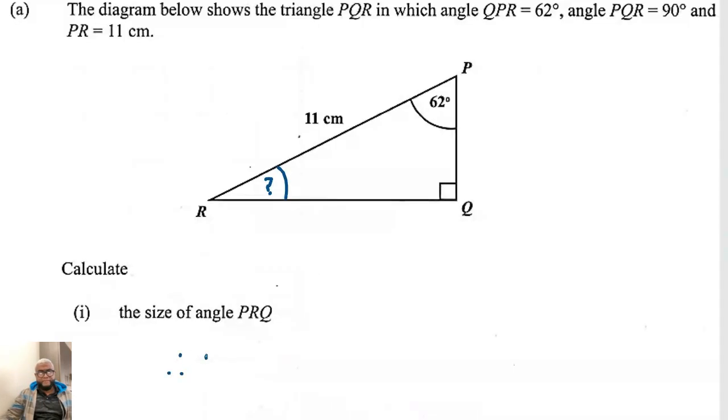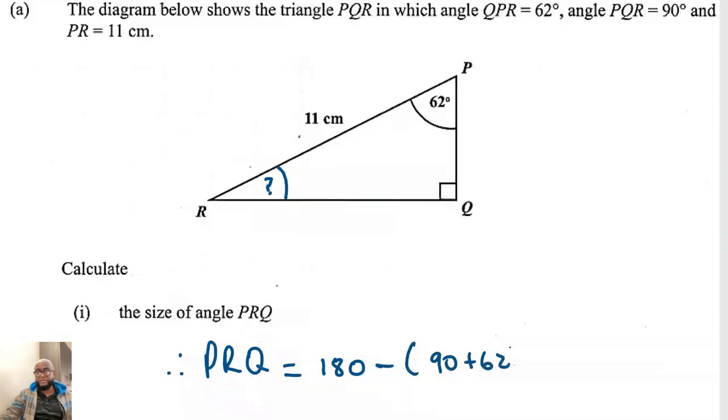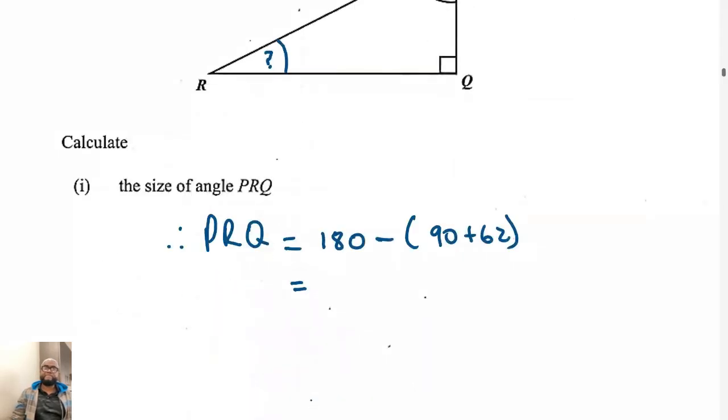So therefore, PRQ would be equal to 180 minus the sum of the other two angles, which is 90 plus 62. What will this be? Once again, 28? 28.